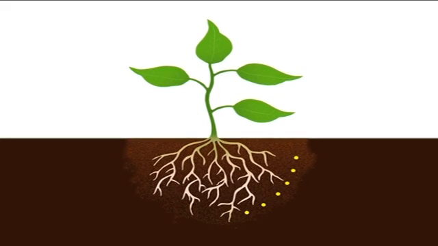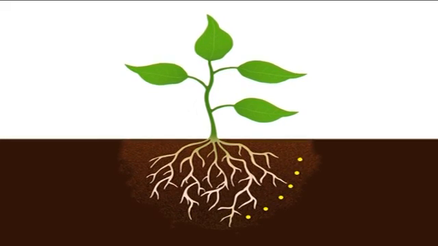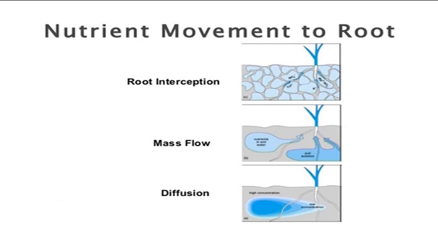Now, let us see the fourth aspect, nutrient root contact. Nutrients must reach the root surface before uptake by the plant. The three methods by which nutrients reach the root surface are root interception, mass flow and diffusion. The relative importance of these methods can provide guidance for the most efficient method of application of each micronutrient.